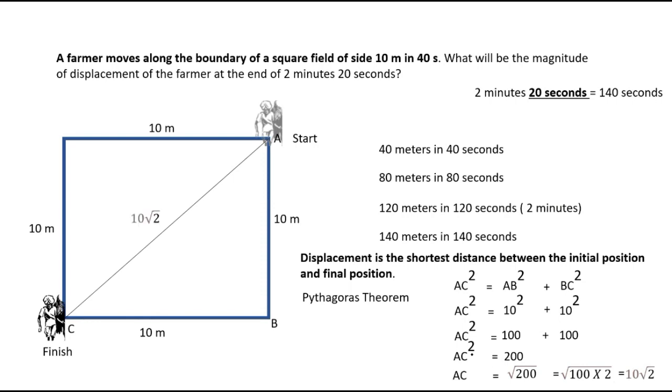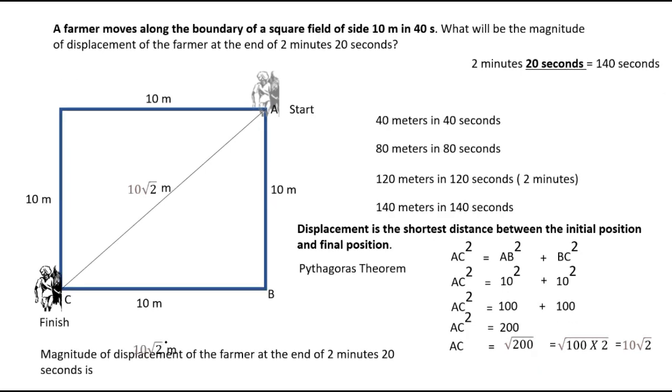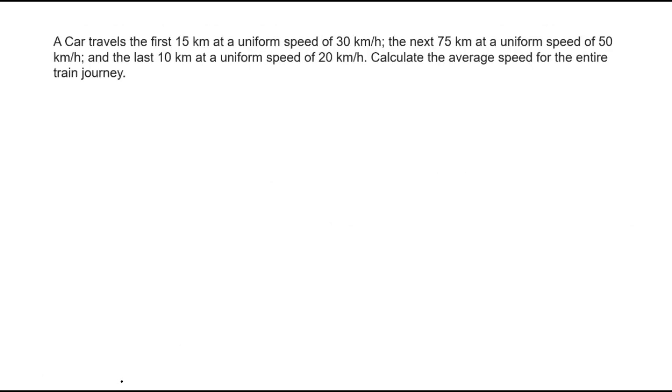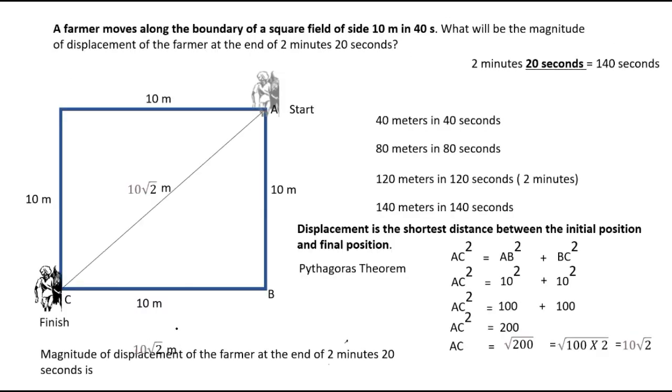So what is that 10 root 2? 10 root 2 is AC. Right? But now you have to put that in proper units. So 10 root 2 meters. So finally you have to write magnitude of displacement of the farmer at the end of 2 minutes 20 seconds is how much? 10 root 2 meters. Never forget these units. I hope you understood this problem. Now we'll go ahead with the next problem.